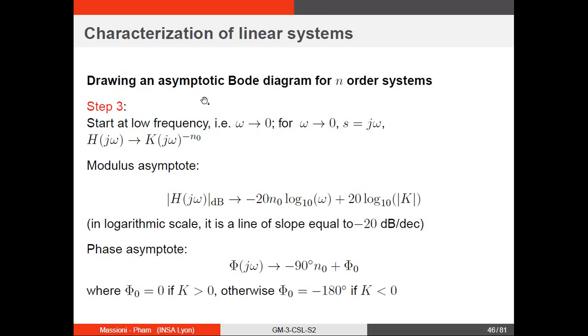So basically you start with omega going to 0. For omega going to 0, there are two asymptotes that you can write. One asymptote for the gain, for the magnitude, and one asymptote for the phase. The asymptote for the modulus, for the magnitude, is basically this one over here. How do we do it?